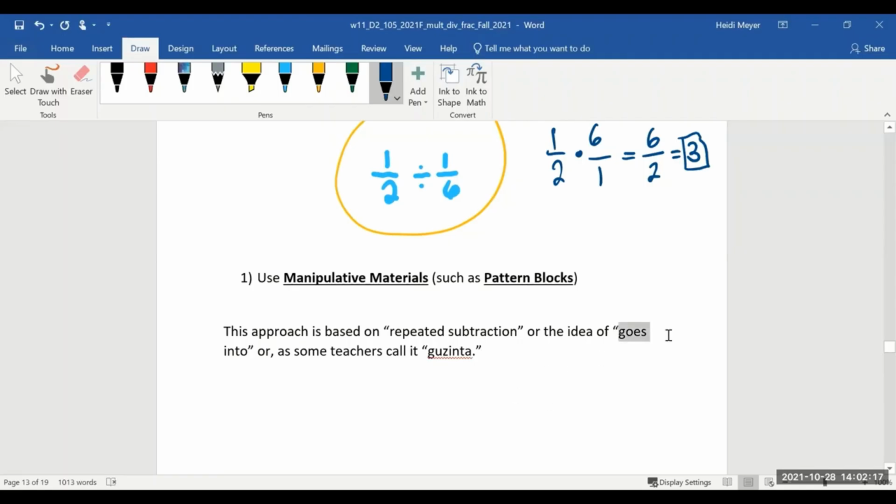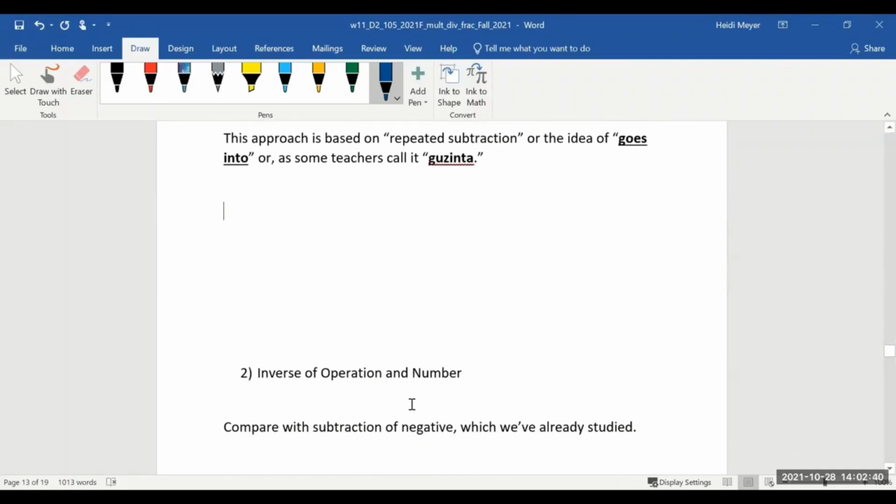This is based on the idea of "goes into." And I don't know if I'm a fan of this or not, but some teachers actually call division "gesinte." Okay, you guys, we're doing the gesintes today. I mean, sometimes when we use a clever little thing, it helps our students feel playful and get into it. So that was that. That's what you just saw, is using manipulative materials.